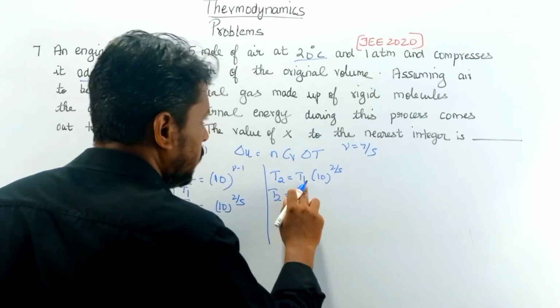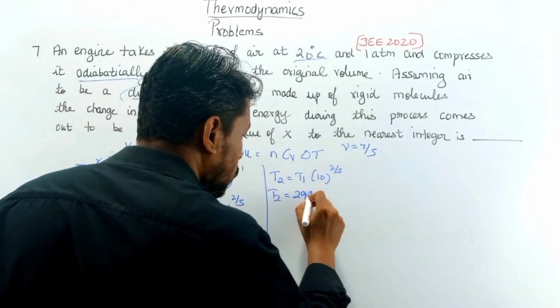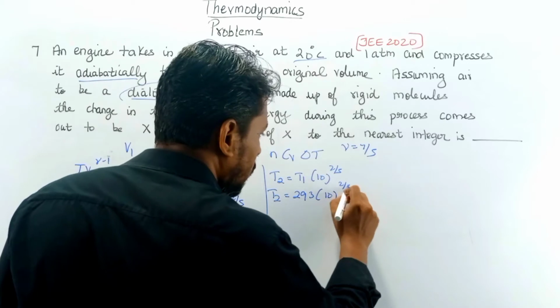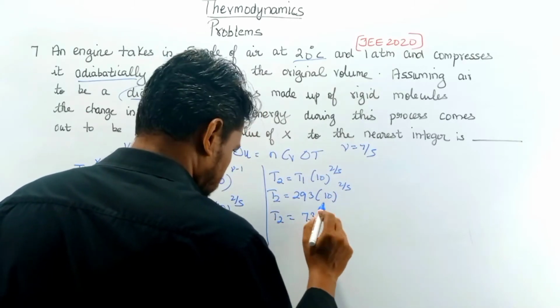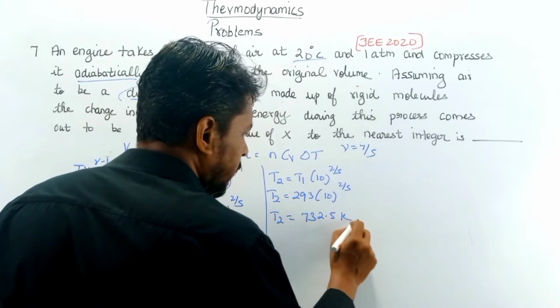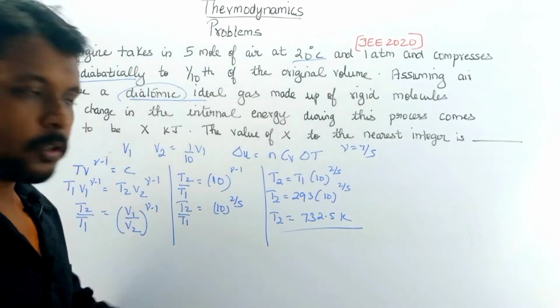So T2 is equal to, T1 is 20 degrees Celsius, converted into Kelvin, it is 293 Kelvin. So 293 into 10 power 2 by 5. When you do this calculation, you will be getting approximately 732.5 Kelvin. So we'll be getting the value of T2 as 732.5 Kelvin approximately.